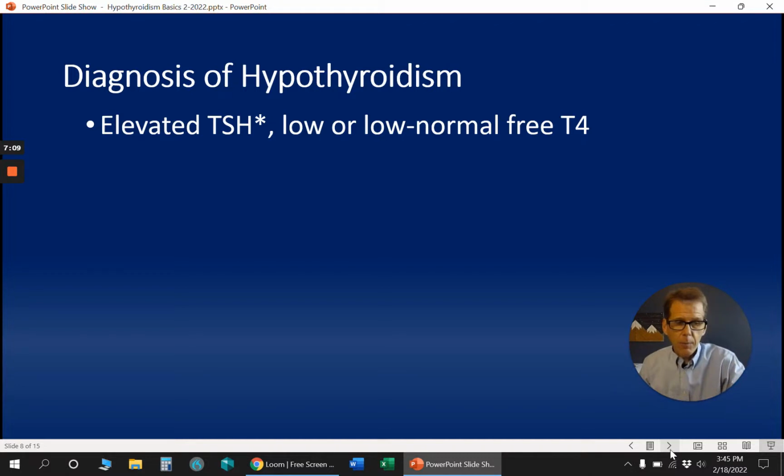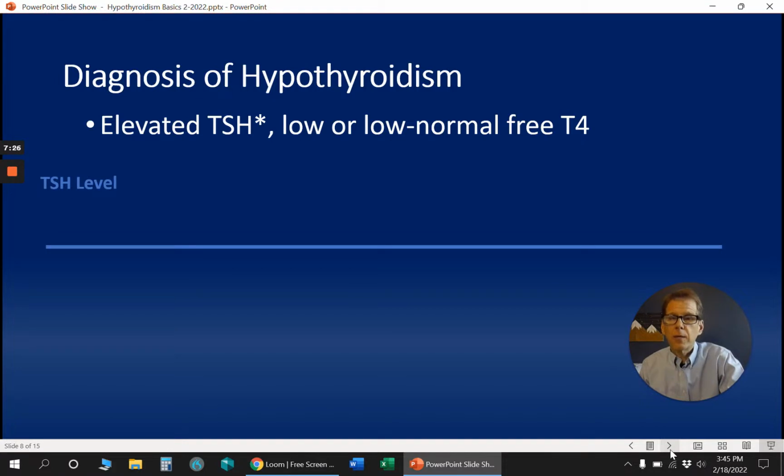Now that asterisk there by TSH is just to remind me to let you know that there are certain circumstances, particularly when the pituitary gland is not working correctly, where the TSH becomes no longer reliable for measuring thyroid function, and we have to rely on the T4 and perhaps the T3 level.